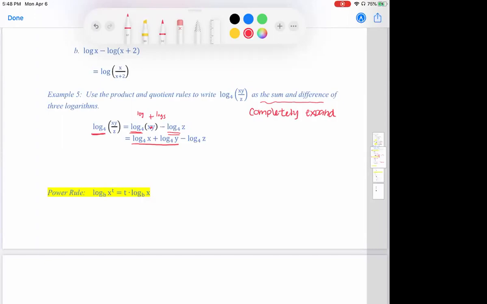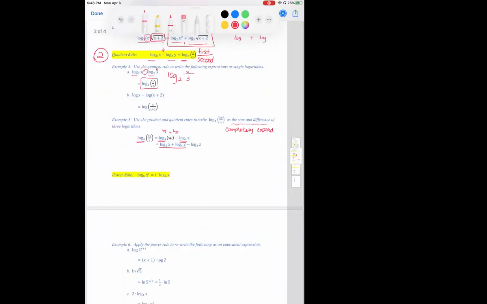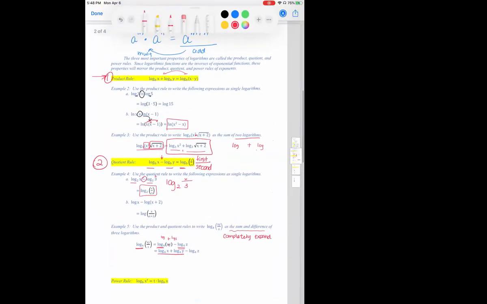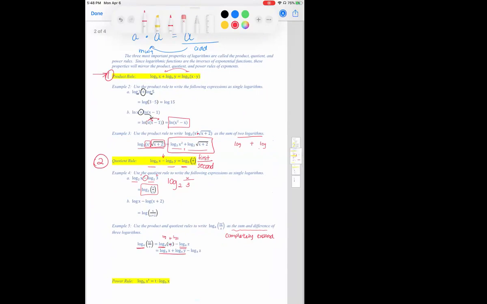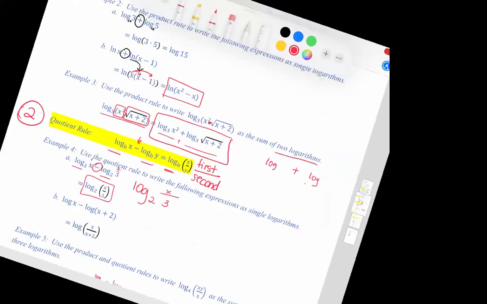All right, taking a look at these problems, what was it, 2 through 5? Are there any questions on any one of these on this page before we move forward? We've gone over the product rule and the quotient rule. No. All righty.